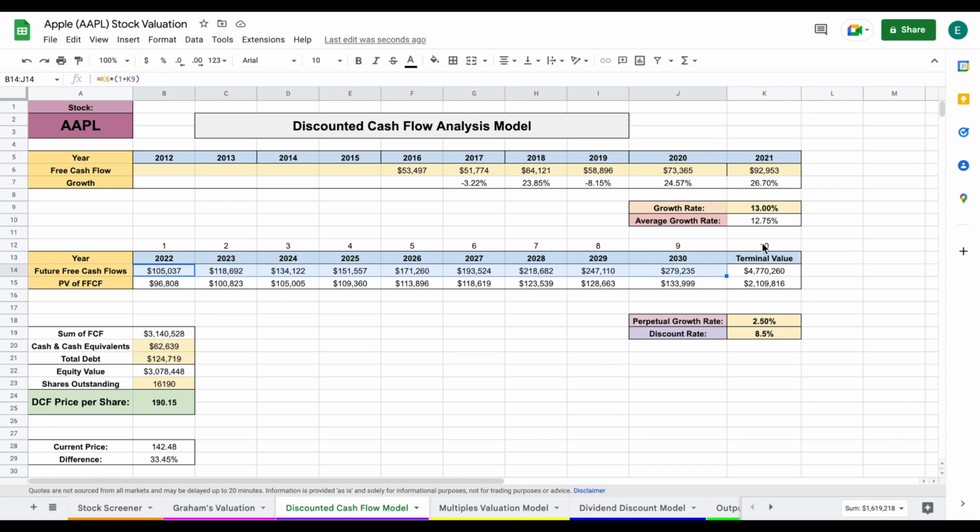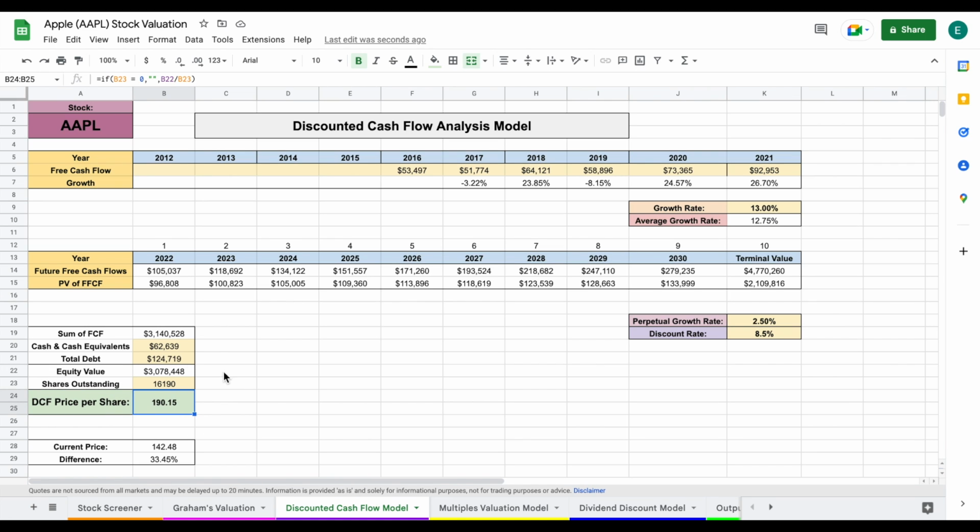I also use that growth rate for the terminal value, which is the sum of the future free cash flows past the year 2030. I then found the present value of these future free cash flows and added them together here. I added the company's cash and cash equivalents and subtracted out their total debt to find their equity value. Once I had the equity value, I divided by the shares outstanding to come to a discounted cash flow price per share of about $190 per share.